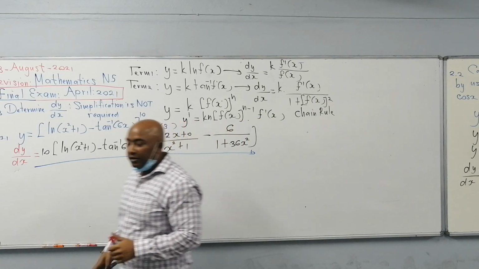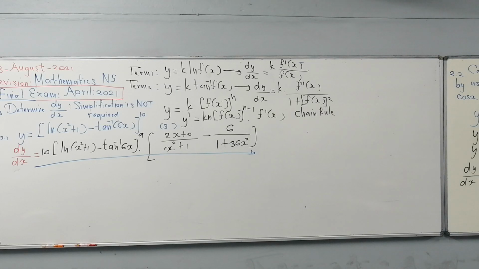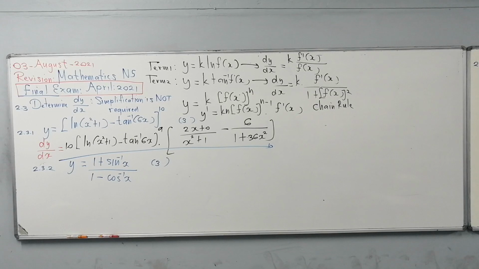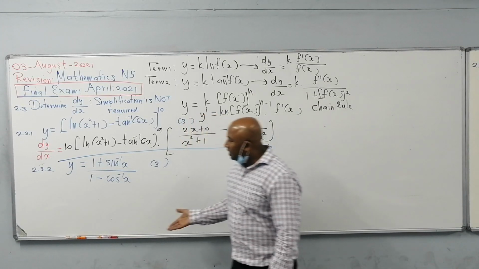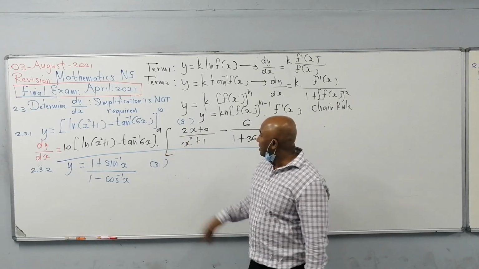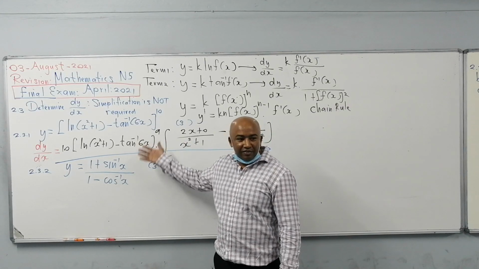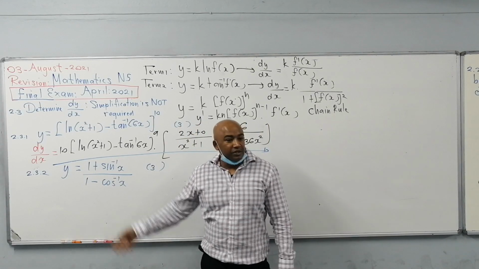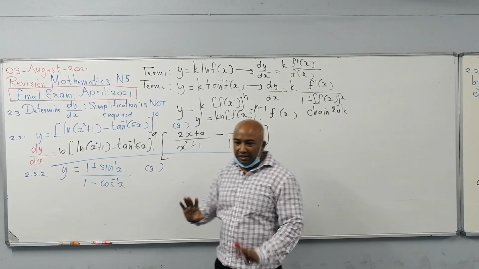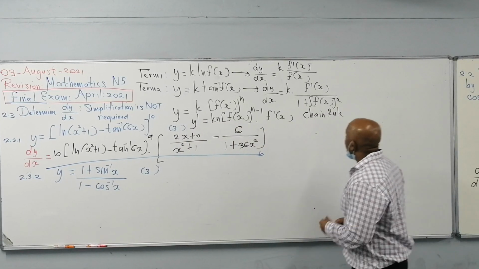So that was 2.3.1. Let's move on to the next one. Alright, 2.3.2. Again, we are dealing with inverse trig functions, but we also have a fraction. You can see that. So when we are dealing with a fraction, we know it's going to be the quotient rule. Okay, that's not a problem. The main thing is to differentiate inverse sine and inverse cos.